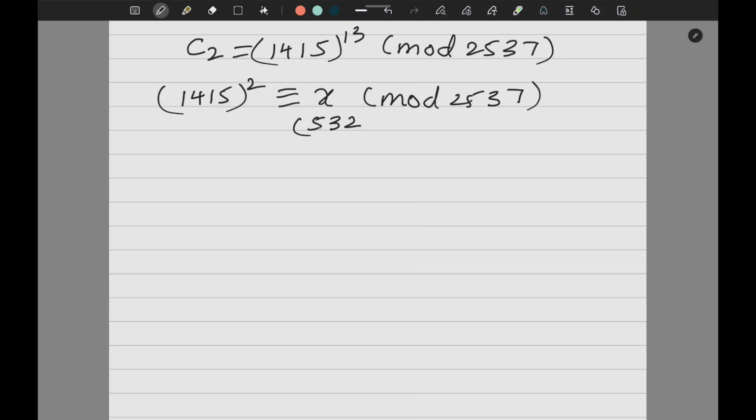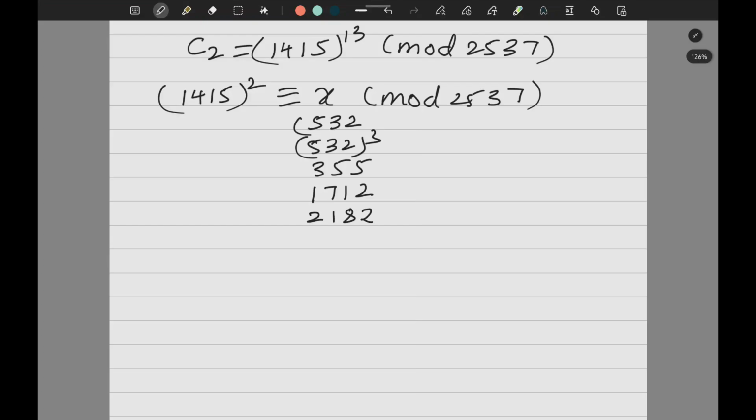Then cube both sides. So next step, 532 cube, when you do, then you will get 355. Again square it, then you will get 1712, and then again multiply it by 1415, you will get 2182. And do the same procedure. Whatever number is coming, divide by 2537, take the decimal part, multiply by 2537, you will get the answer. Because such a huge number you cannot solve by the method we were doing. You can solve, but it will take a lot of time. So in that case, you should write down the table of 2537 and start doing. Okay. So now I got my C2 value as 2182.